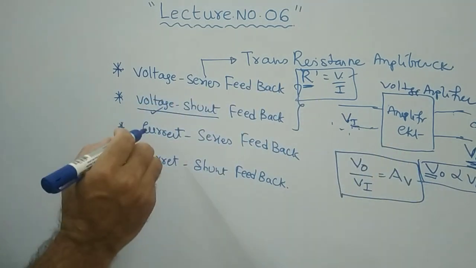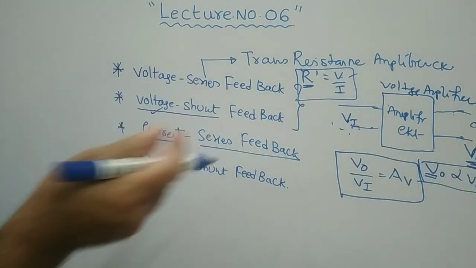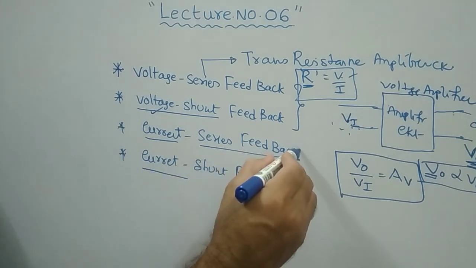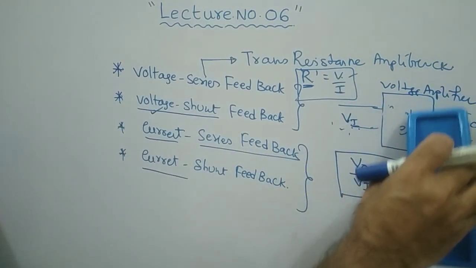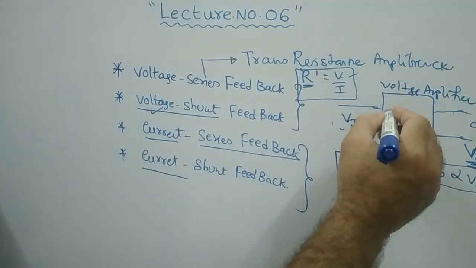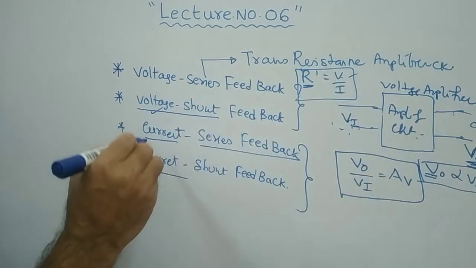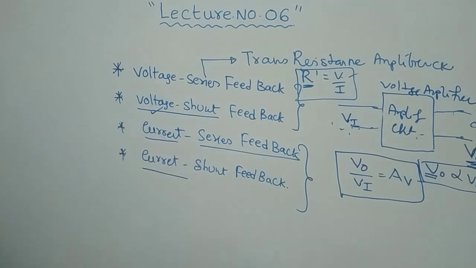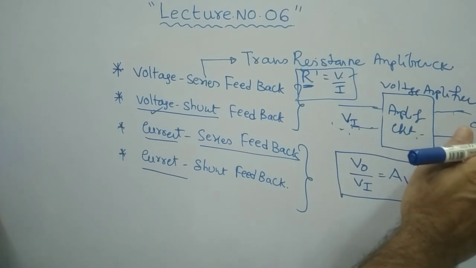Likewise, coming to the third one, current series feedback. In current series as well as in current shunt, in these two cases, what is your output? Current is the output. Let us say here again amplifier circuit only, no problem. Now in the third and fourth, current series and current shunt feedback cases, your output is current, means I0.